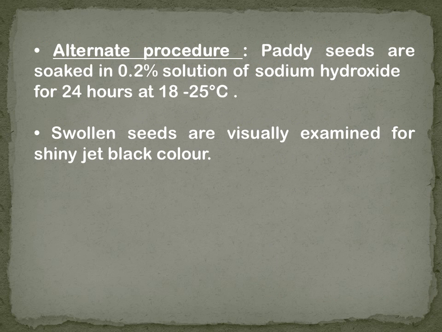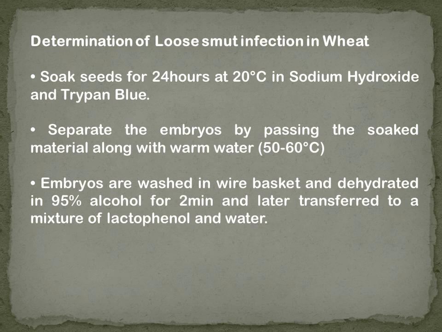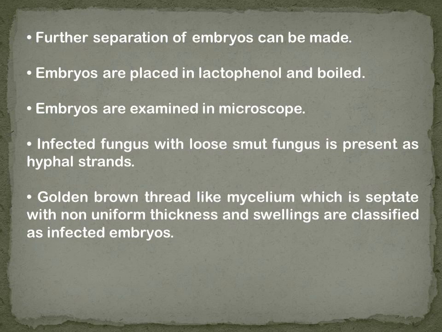So what is the alternate procedure? In that case, you have to soak the seeds in 0.2% sodium hydroxide for 24 hours at 18 to 25 degrees centigrade. The swollen seeds are then visually examined for shiny jet black colors. Many fungal diseases have mycelium for infection, and based on that you can test it and finally classify.